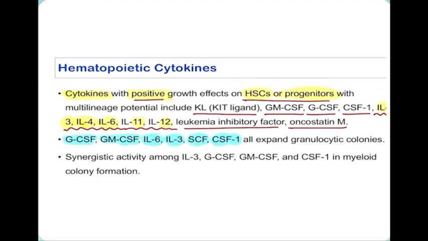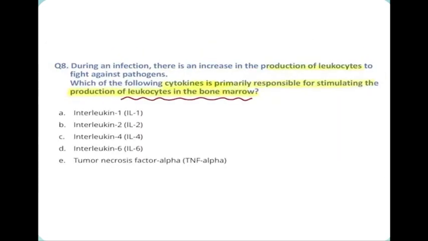So, please remember at least this second line to answer the question which has been asked here. Mainly the granulocytic series of WBC production will be increased in the presence of interleukin 6 and interleukin 3. So, if I look at the question once again, here interleukin 6 is going to be my main answer.